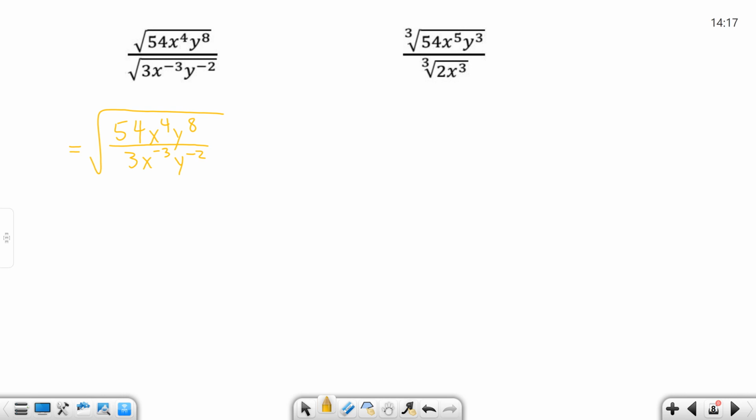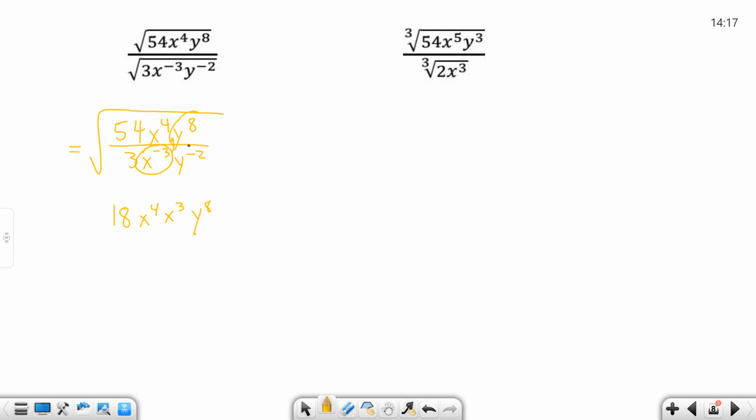All right, so 54 over 3 is how much? I think that's probably 18. And then I have x to the fourth and x to the third. So what happens is this stays at home because the exponent's positive. But this exponent's negative. It says, hey, move up. That's where the x to the third comes to the top of the numerator.